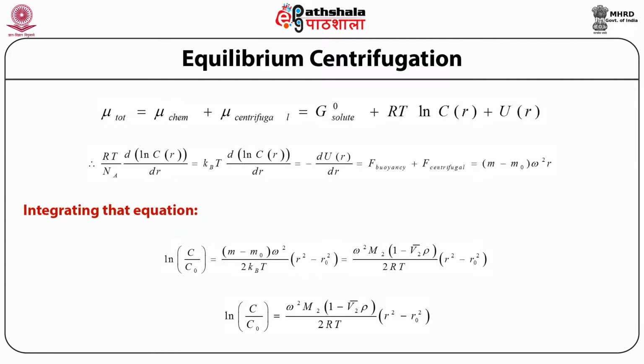You can see here that mu total equals mu chemical plus mu centrifugal, and it is used for the calculation of the delta G value. The final equation is ln C by C naught equals omega square M2 (1 minus v2 by rho) divided by 2RT, into (r square minus r naught square).